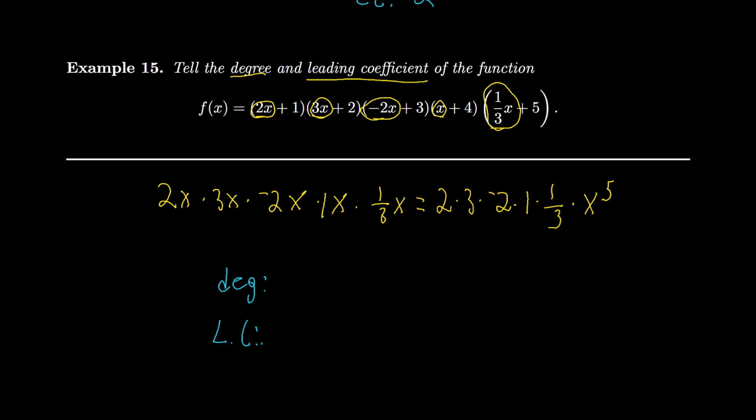So we know the degree. 2 times 3 is 6, times negative 2 is negative 12, times 1 is still negative 12. Negative 12 over 3 is negative 4. This is negative 4x to the 5th. That's the leading term, which makes our degree 5 and our leading coefficient negative 4.